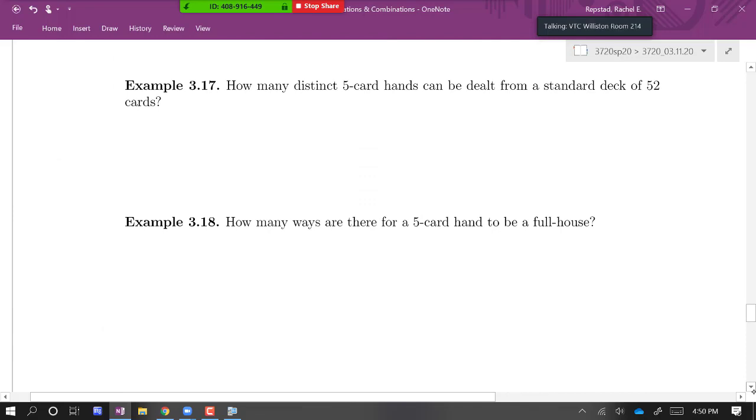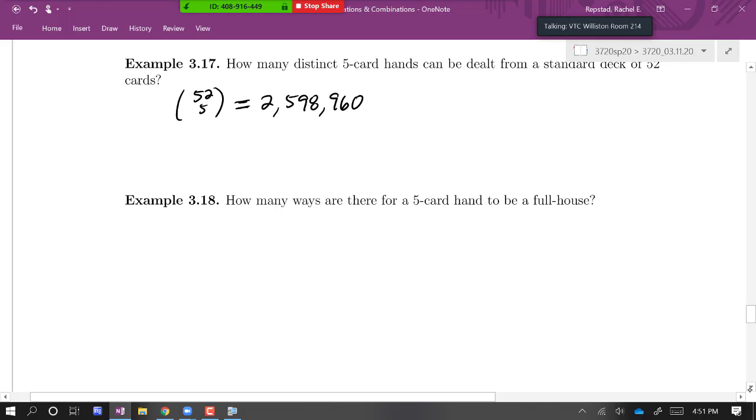Let's do another one. This one's pretty short. How many distinct 5-card hands can be dealt from a standard deck of 52 cards? 52 choose 5. Yep. And we could do this by hand, and that's fun and all. You'll get 2,598,960. It's why casinos make money, and now consider that they work on like a 5-deck shoe or something, right?